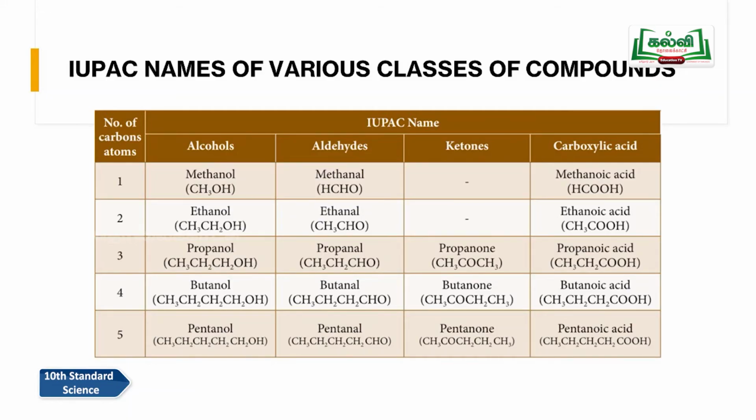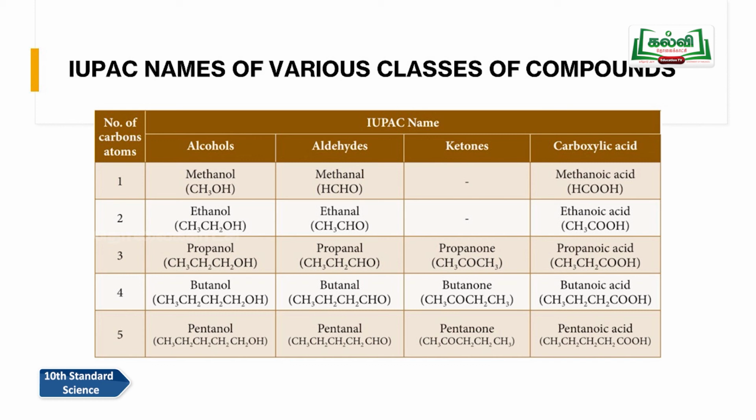Here you can see in this table we have alcohols, aldehydes, ketones and carboxylic acids. Depending on the number of carbon atoms, we have different compounds. Let us see it. Alcohol, the first member of the alcohol series is CH3OH. It is called methanol because you have one carbon atom, methane. So removing the last E, and when you add OL, it is methanol.